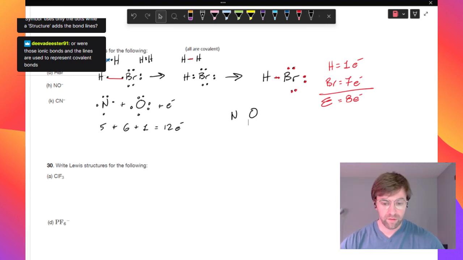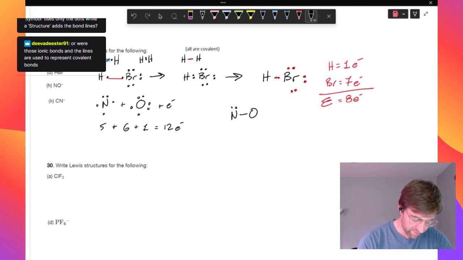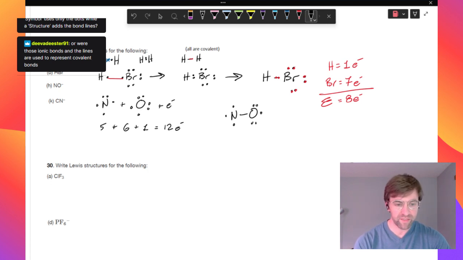Okay. So when we bond our nitrogen and our oxygen, we can go ahead and throw one bond in between them. Let me think here for a second. How do I want to explain this? This would not be the correct answer, by the way.